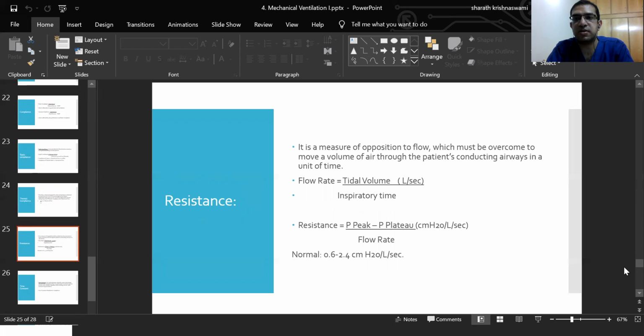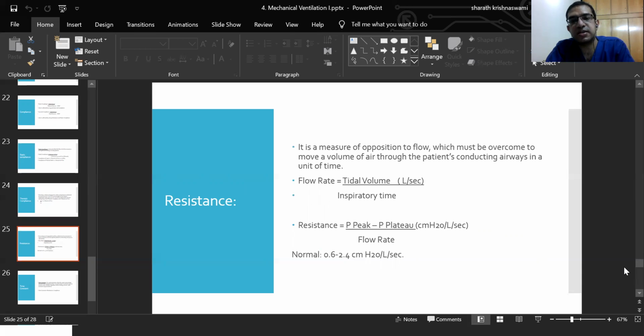Now that we have understood what compliance is, let us understand what resistance is. It is a measure of opposition to flow which must be overcome to move a volume of air through the patient's conducting airways in a unit of time. Now flow rate is given by the equation flow rate is equal to tidal volume divided by inspiratory time and can be measured in liters per second.